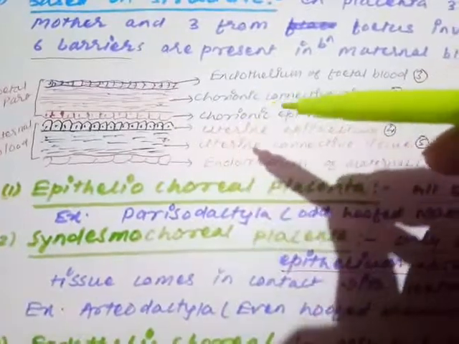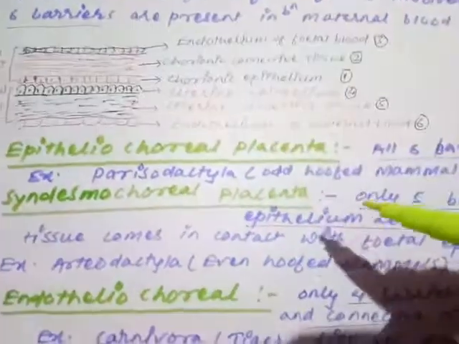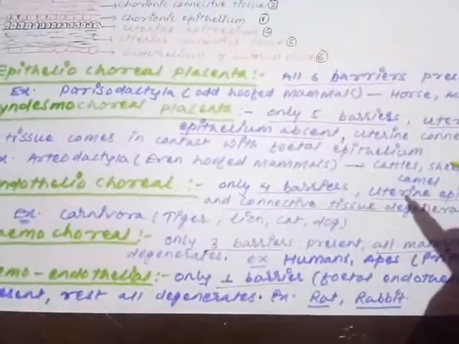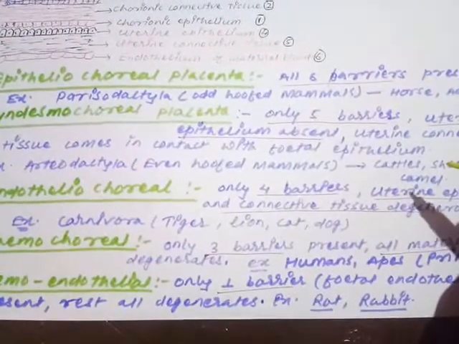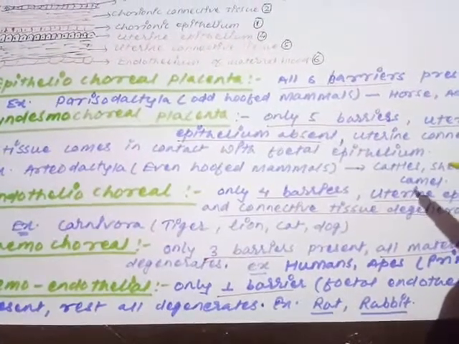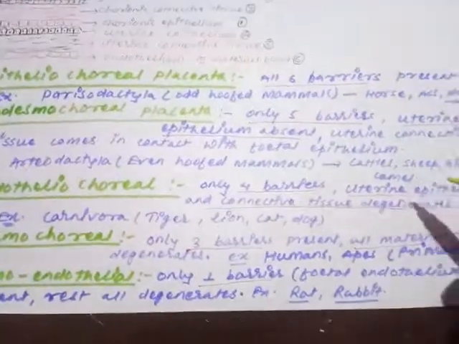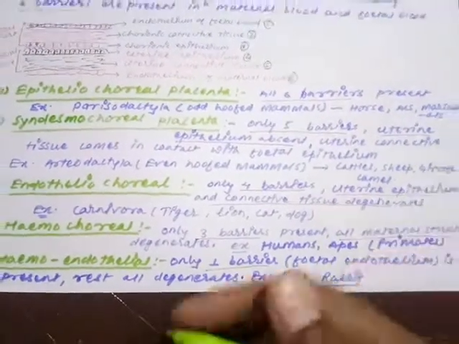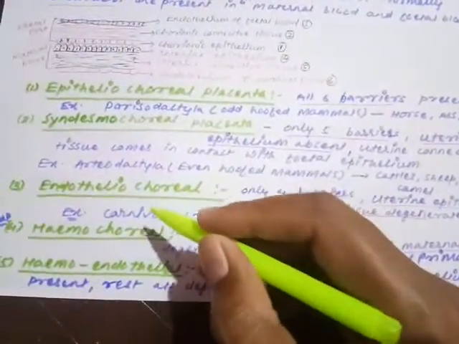Maternal epithelium, the uterine epithelium, degenerates. So 5 barriers are there, and due to the degeneration of the uterine epithelium, the connective tissue comes directly in contact with the chorionic epithelium. Example: Artiodactyla, even hoofed mammals, cattle, sheep, giraffe, camel. इसमें हम सीधे ये बोल सकते हैं कि all the cattle are those placed in the syndesmochorial placenta. Moving on to the next.